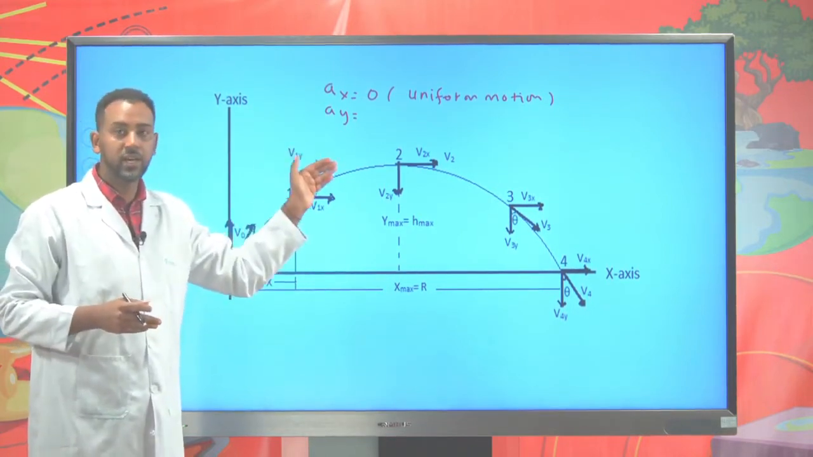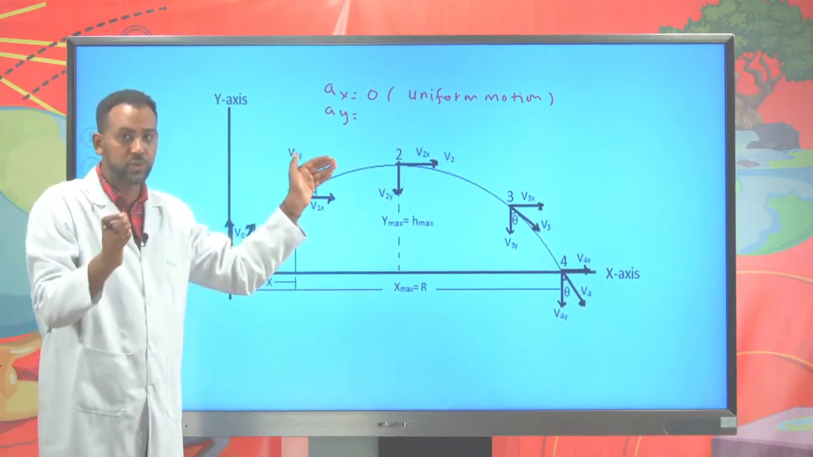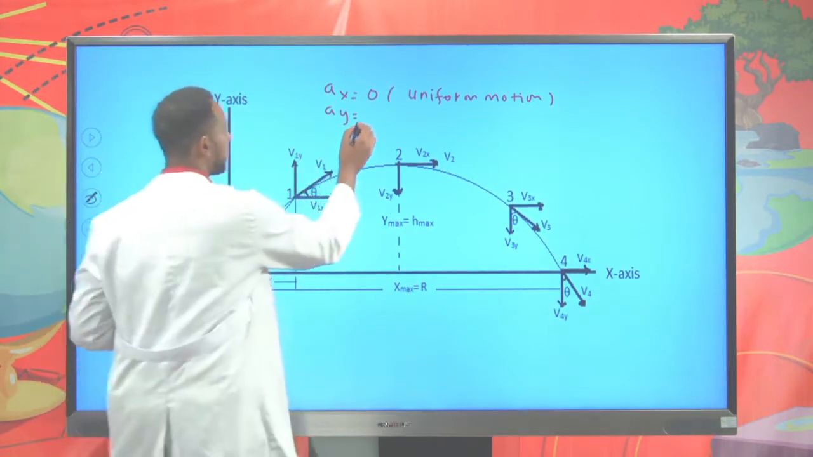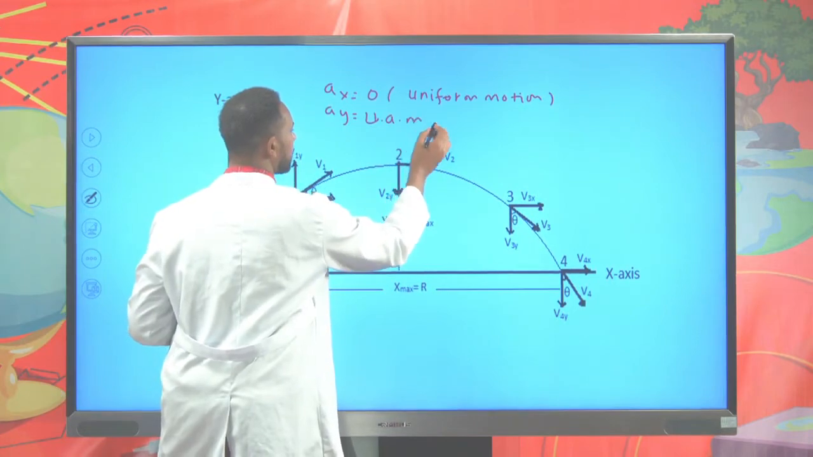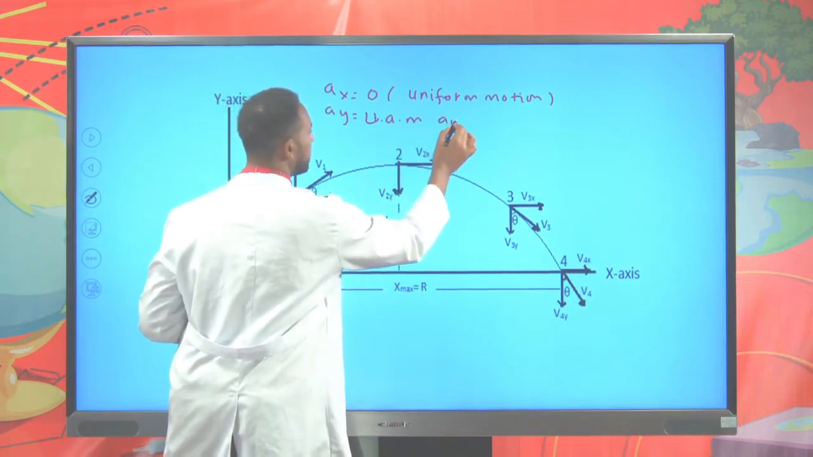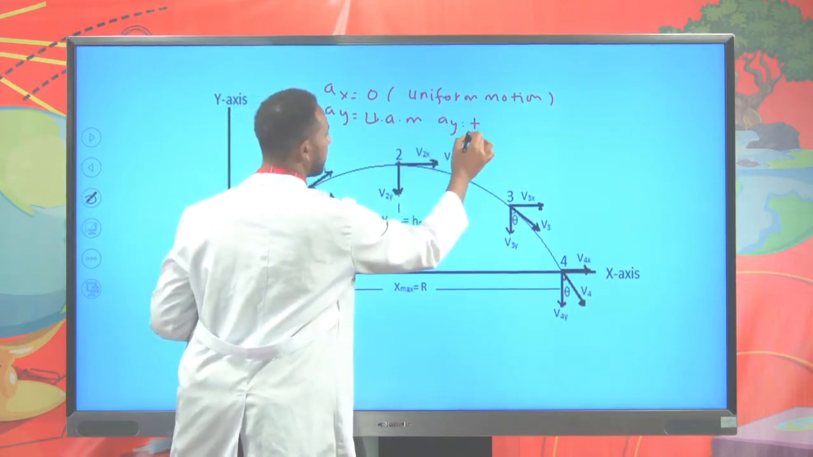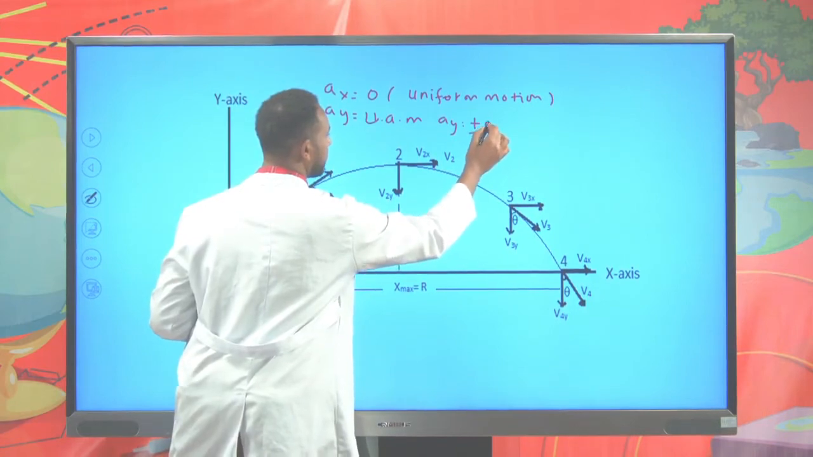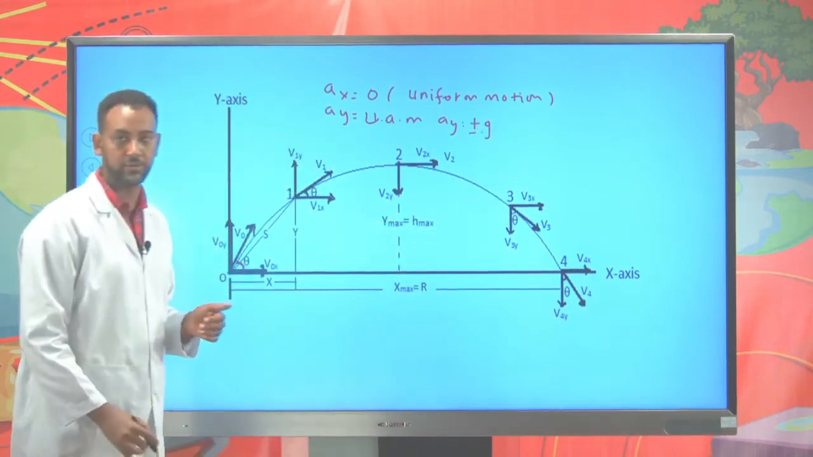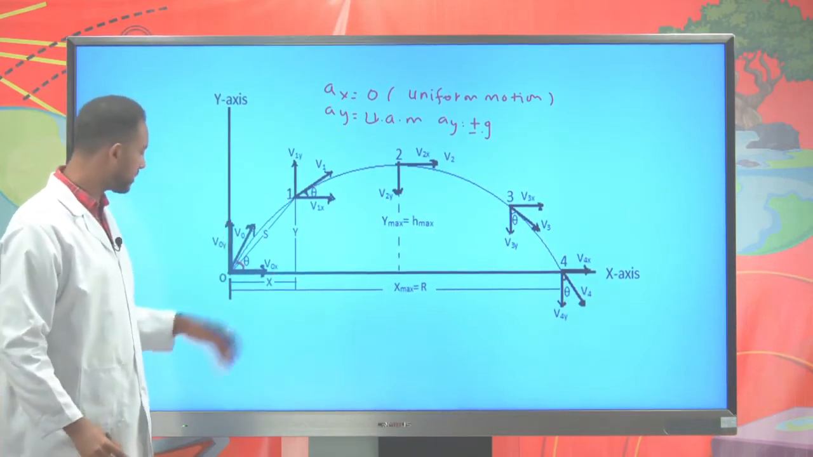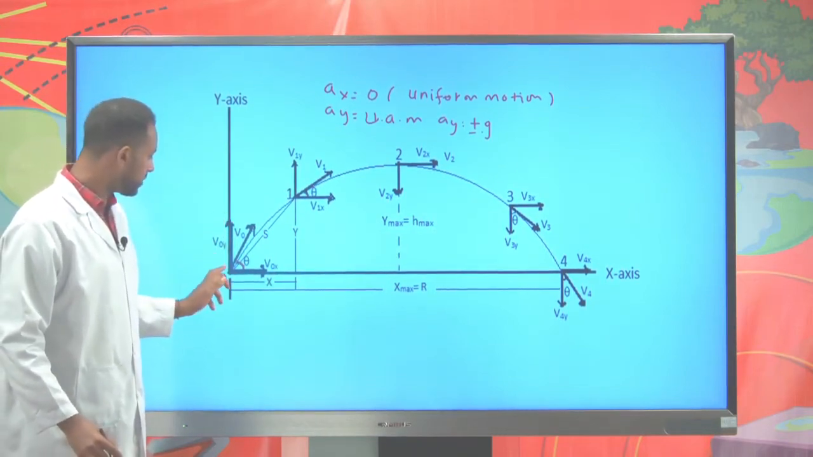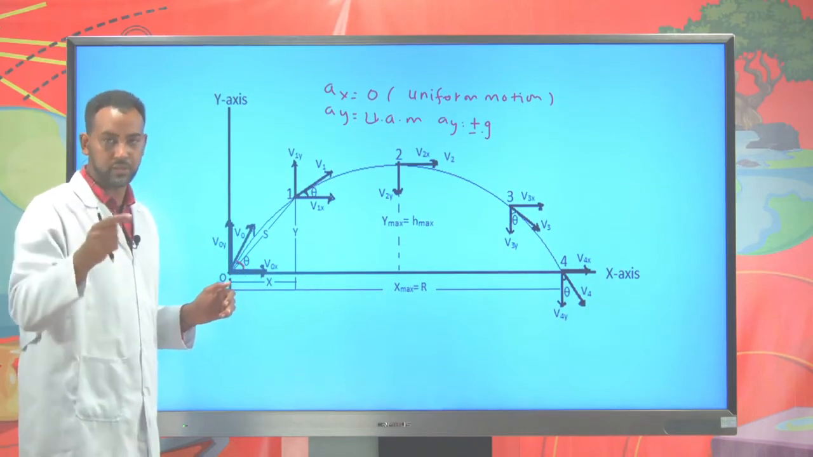But the vertical component of a projectile motion is uniformly accelerated motion. It is uniformly accelerating motion. So the acceleration due to gravity is used instead of a along the y-axis. So we can use gravity. So we have the horizontal and the vertical component. To understand this concept, let's try to see some common points.